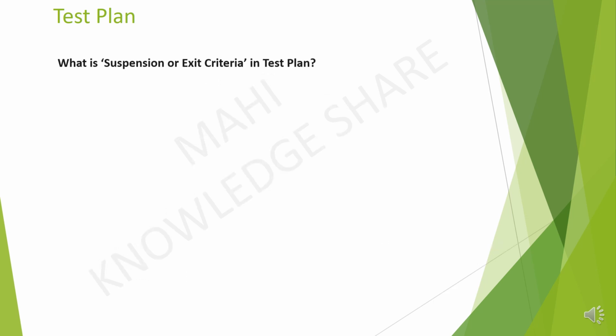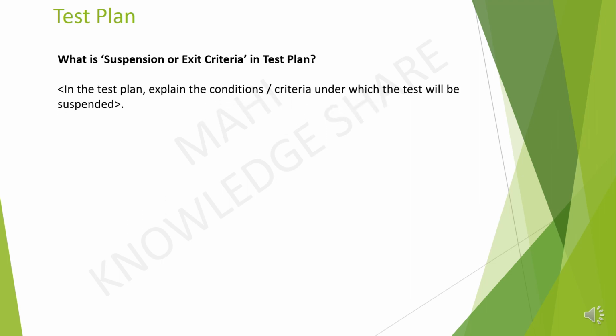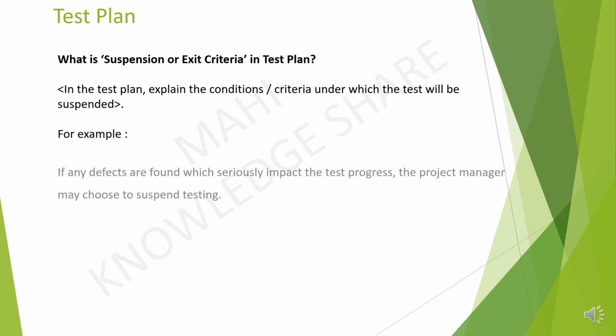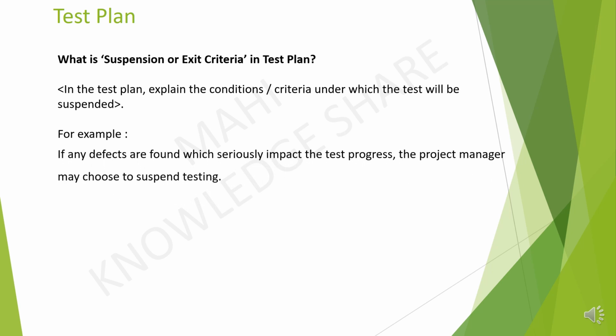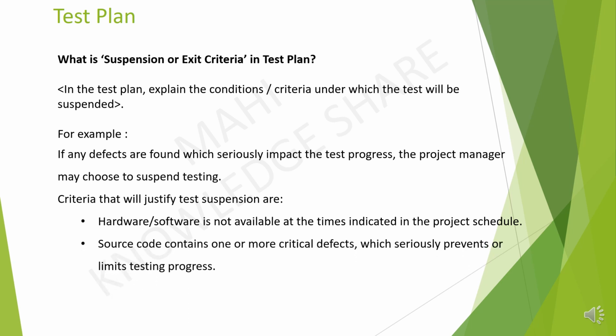Suspension or exit criteria section in test plan document. In the test plan, explain the conditions or criteria under which the test will be suspended. For example, if any defects are found which seriously impact the test progress, the project manager may choose to suspend testing. Criteria that will justify test suspensions are: hardware or software is not available at the times indicated in the project schedule, source code contains one or more critical defects which seriously prevent or limit testing progress, assigned test resources are not available when needed by the testing team.